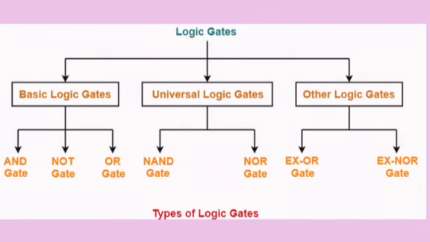Now, from what I told you earlier, something unique about these gates is that they are also grouped into three. It's not like the standard and the alternative. They also group into three, where AND, NOT, and OR come under the basic logic gates, and NAND and NOR are the universal gates.